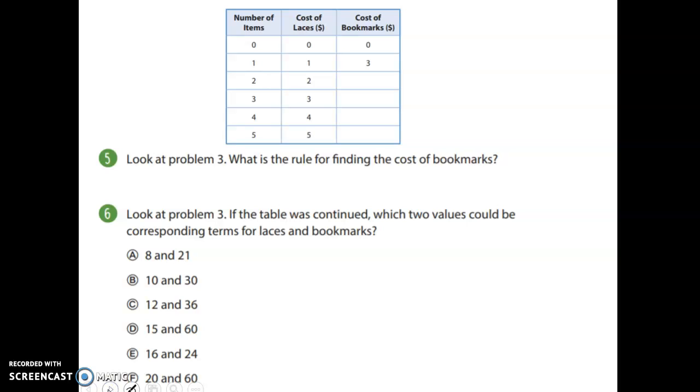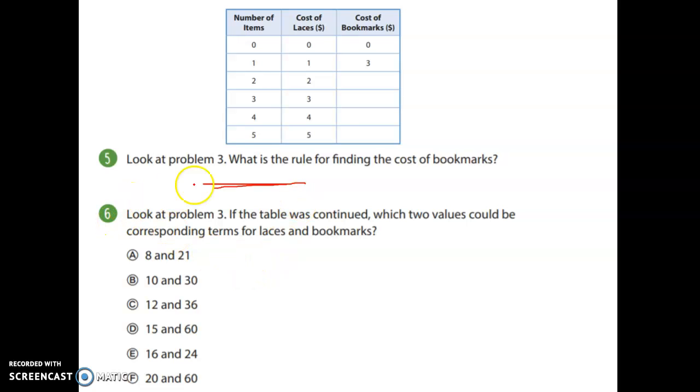Okay, and then the last one, number 5 and number 6. Look at the problem 3. Again, we filled it in on the last page. What is the rule for finding the cost? So what did we do each time? Again, our rule is add, subtract, multiply, divide. What am I doing each time?